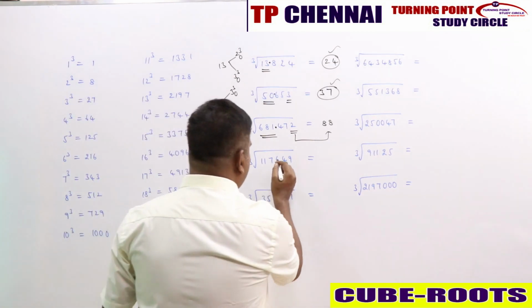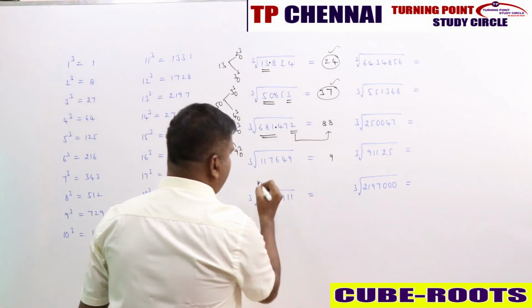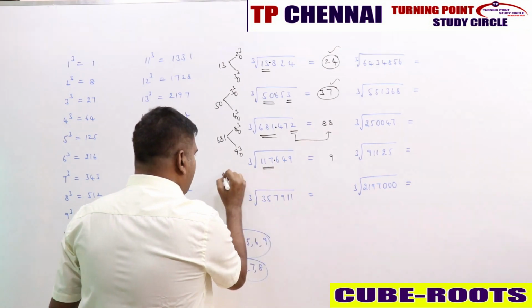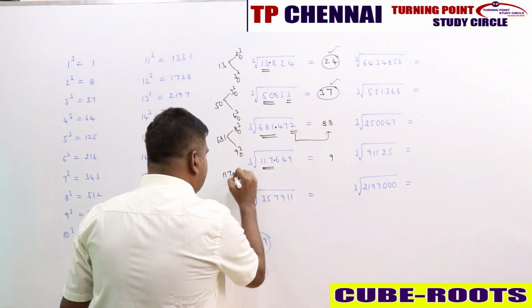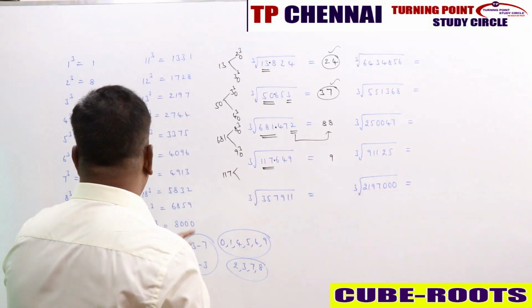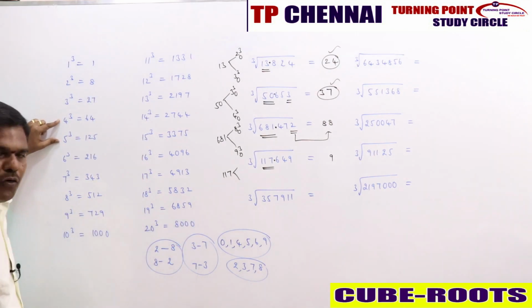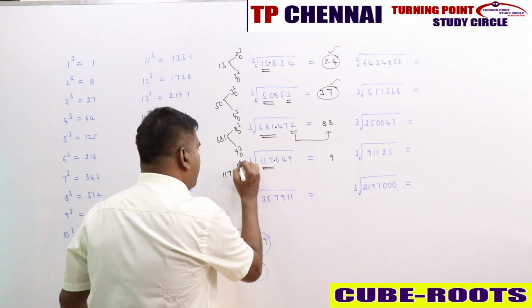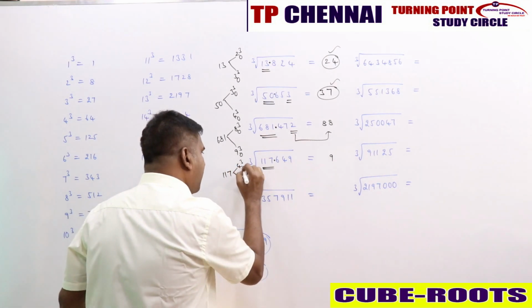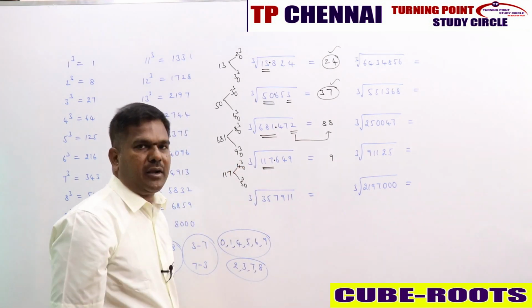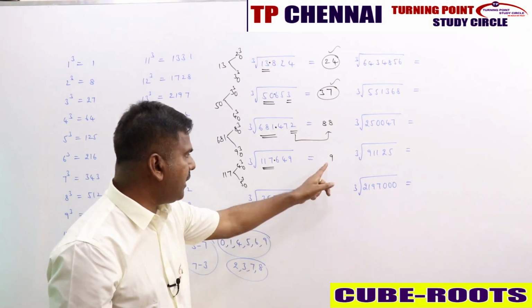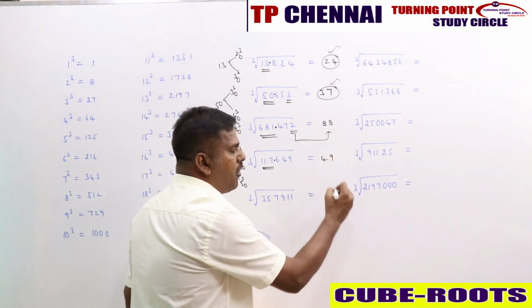Come to 117649. So 9, it must be 9 only. Put a dot after 3 digits. So we are left with the 117. 117 is lying between which two cubes? It is nothing but 4 and 5, so 4 cube and 5 cube. That means the cube root will be between 40 and 50, and the number is ending with a 9. It is none other than 49.